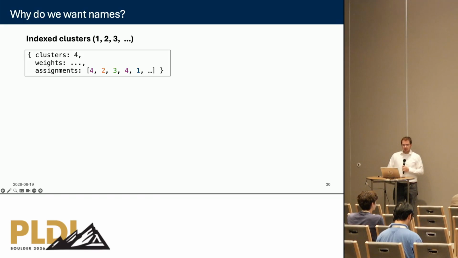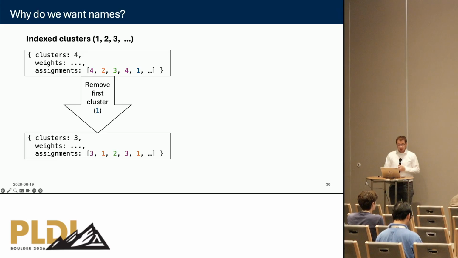Why does our language have fresh name generation? This is also motivated by our desire to keep changes concise. To see why, consider the clustering example again, where we index clusters as 1, 2, 3, and so on. Now suppose we delete cluster 1, which yields a new trace below. Then all the assignments have to change, because all the other indices are shifted down by 1.